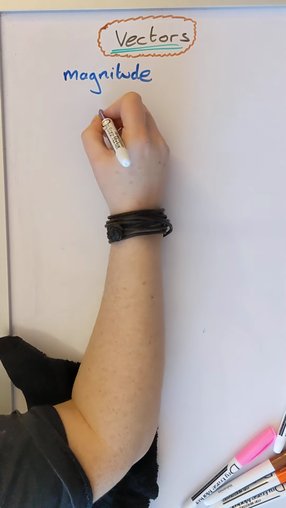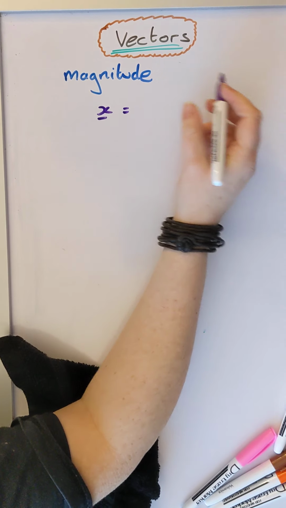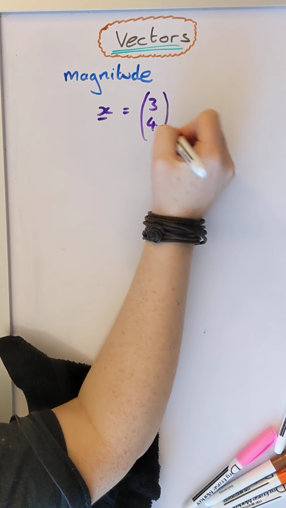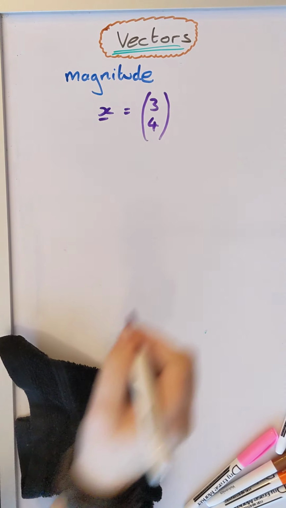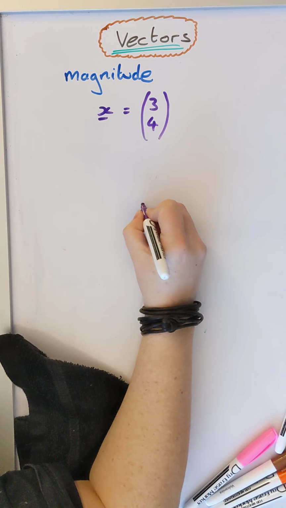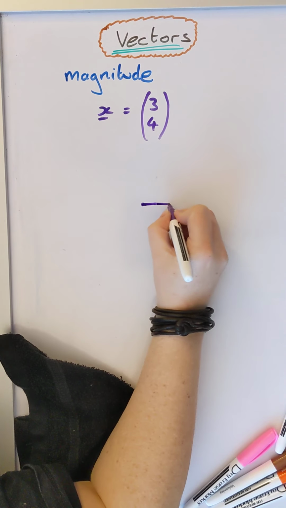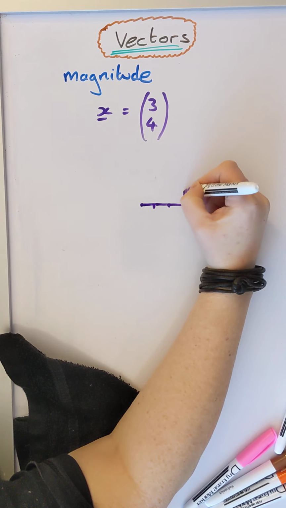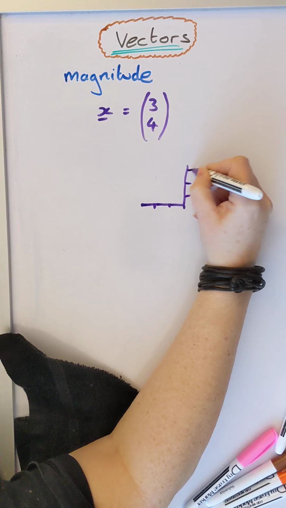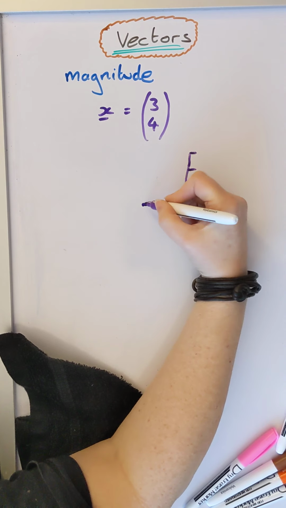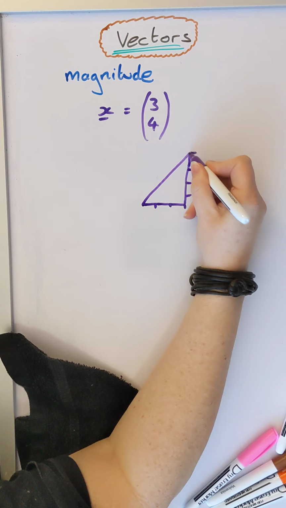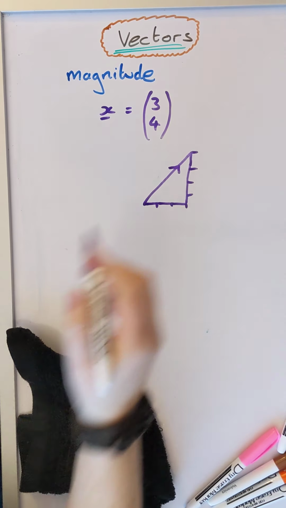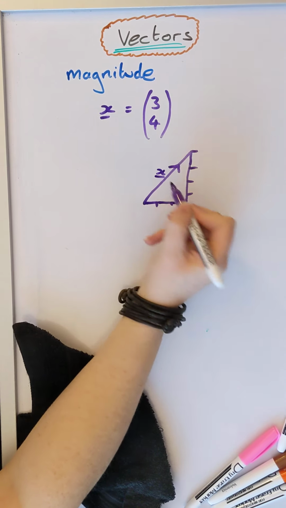So if we were given the vector x and we were told it was 3 in the x, 4 in the y, what we've got is a vector that comes along 3 places, goes up four places, and is described as the line joining these 2 places. Okay, so this is our vector x.